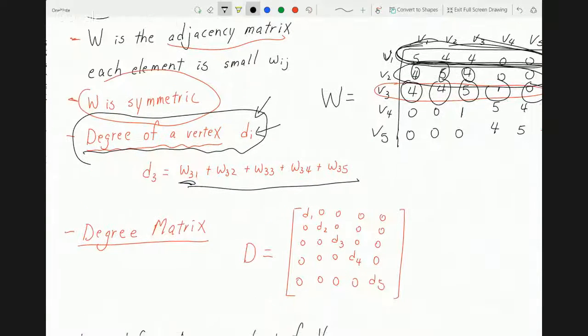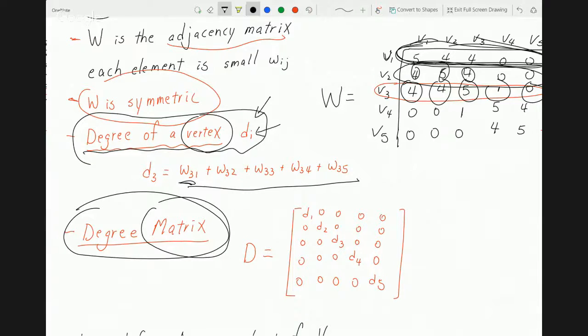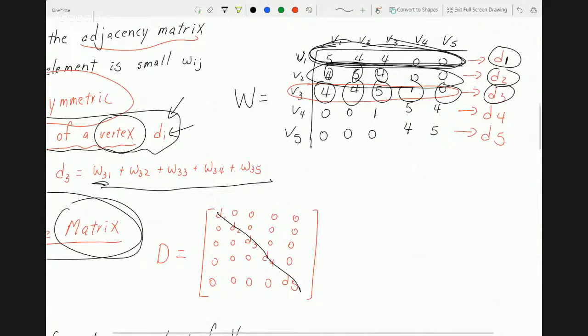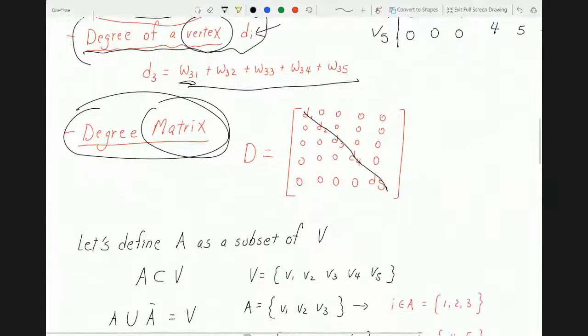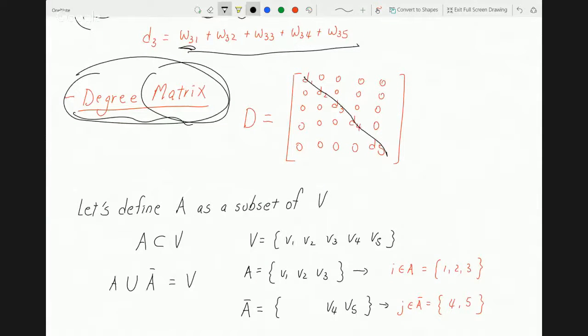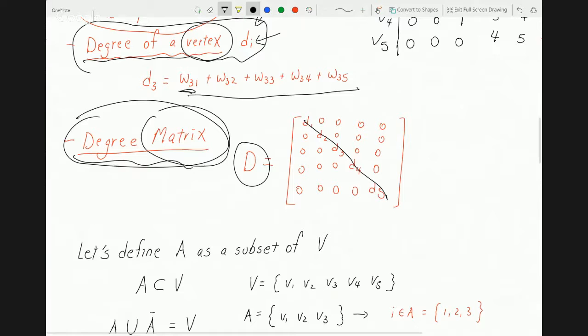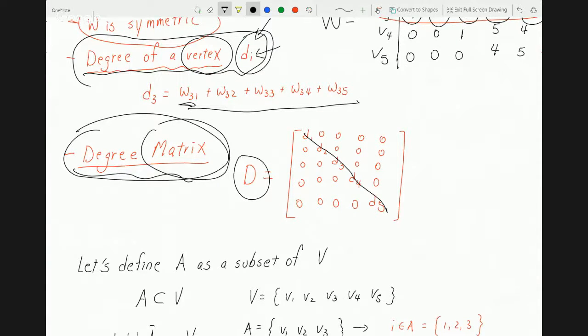Next, that was the degree of a vertex. But what about the degree matrix, the whole matrix? Well, it looks like this here. It's a whole matrix where the diagonal elements are D1, D2, D3, D4, which we got from here. So that's the degree matrix, denoted with a capital D. You need to distinguish the lowercase d from the uppercase D.